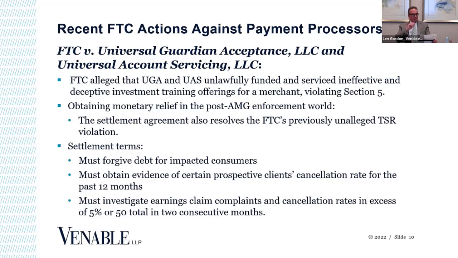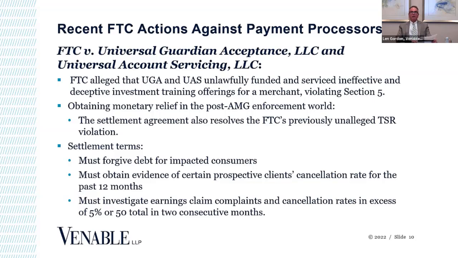So let me talk now about Universal Guardian Acceptance, UGA. UGA provided financing for students of an entity called Online Trading Academy. Online Trading Academy provided education on how to make money in the stock market, how to beat the stock market, how to limit loss. They got sued by the FTC and settled quickly thereafter. UGA is also working with other companies in the alternative education space.